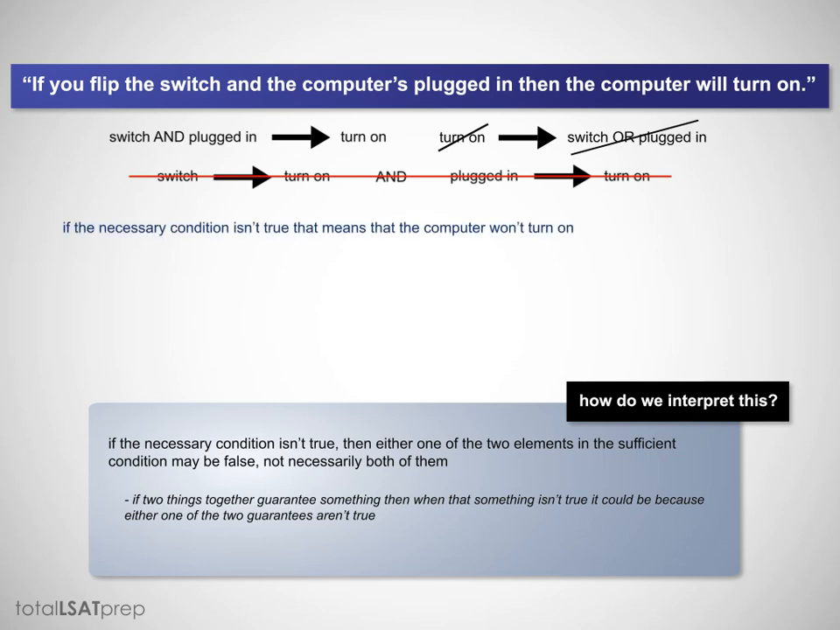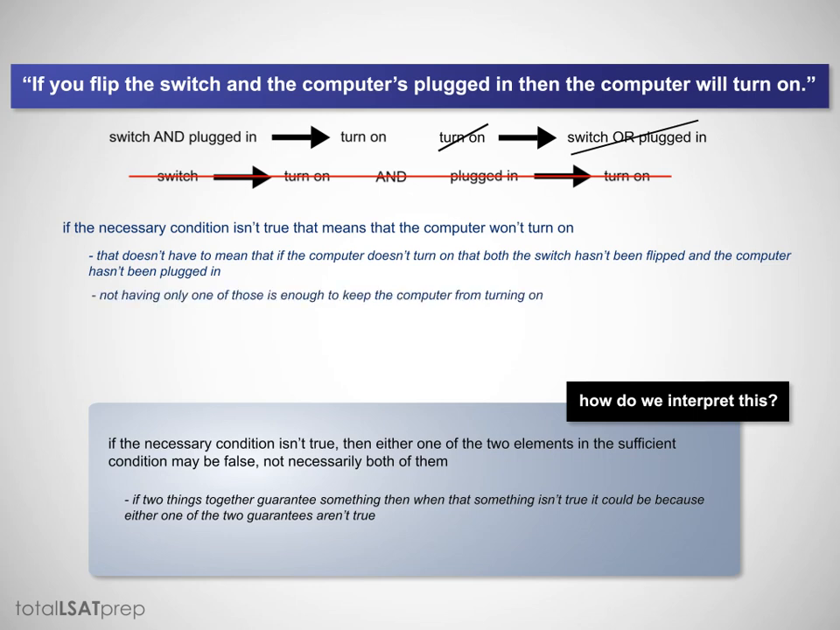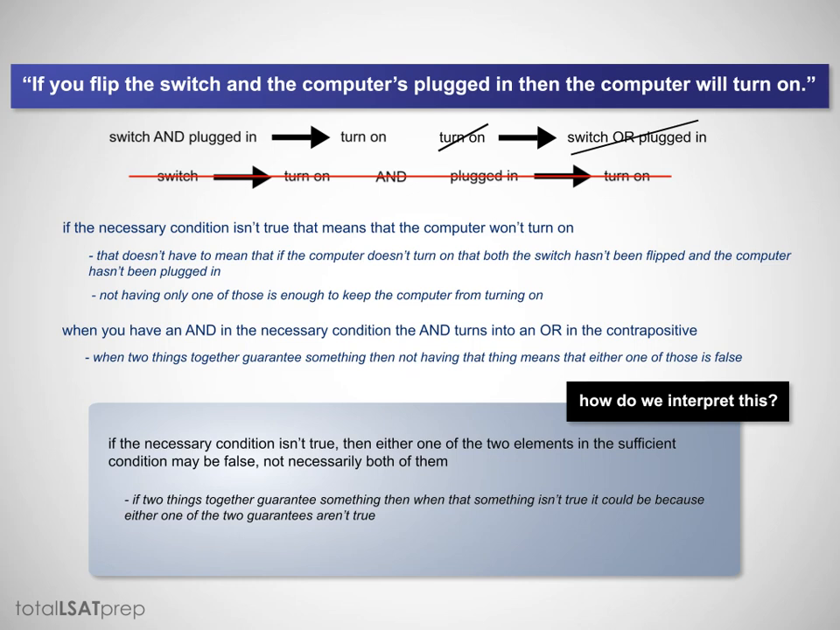So here, if the necessary condition isn't true, that means that the computer won't turn on. Well, that doesn't have to mean that if the computer doesn't turn on, both the switch hasn't been flipped and the computer hasn't been plugged in. Not having only one of those is enough to keep the computer from turning on. In general, when you have an and in the necessary condition, the and turns into an or in the contrapositive, because when two things together guarantee something, then not having that thing means that either one of those initial things is false. In this case, that either you didn't flip the switch or the computer is not plugged in.